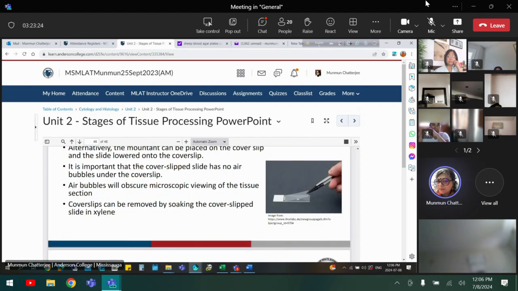It is important that there are no air bubbles under the cover slip. Air bubbles will obscure microscopic viewing of the tissue section. Also, cover slips can be removed by soaking the cover slip in xylene.